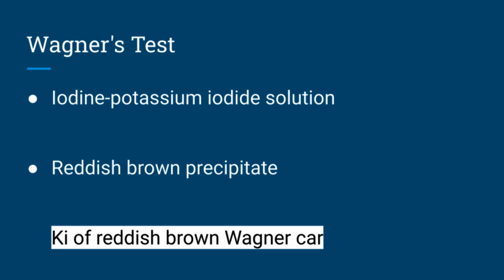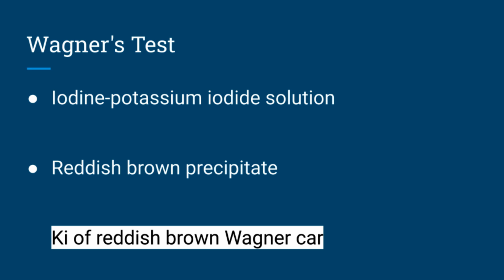Wagner's reagent is iodine potassium iodide solution. Iodine potassium iodide solution is known as Wagner's reagent. And the color produced is reddish brown. A reddish brown precipitate is produced by Wagner's test if alkaloid is present in the sample.